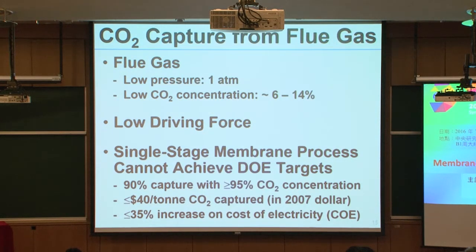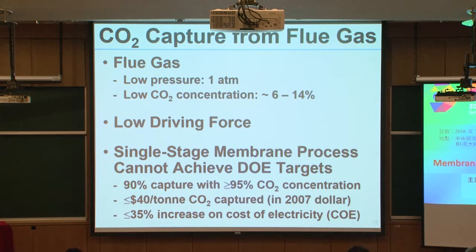For CO2 capture, as we all know, in the flue gas the pressure is low, about 1 atmosphere, and the CO2 concentration is also relatively low. If we use natural gas for power generation, the CO2 is about 6%. If you use coal, it increases to about 14%. But because the pressure is low and the concentration is relatively low, the driving force is quite low. So there is no single-stage membrane process that can achieve the DOE's target, the Department of Energy target.